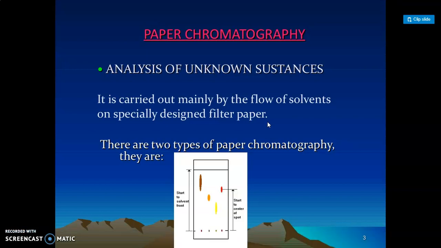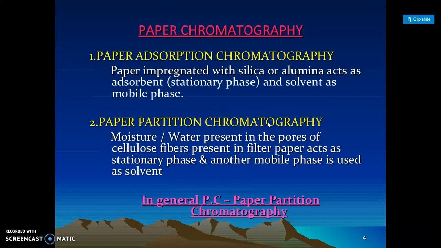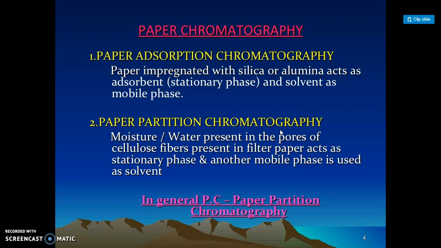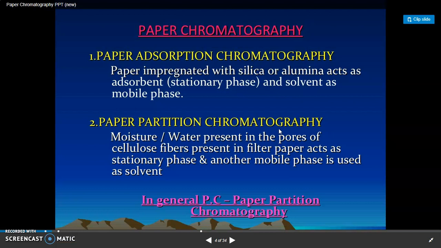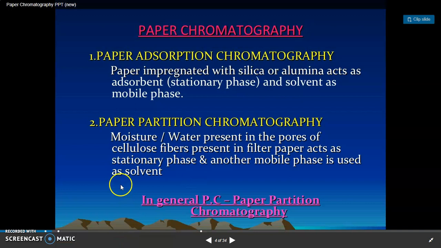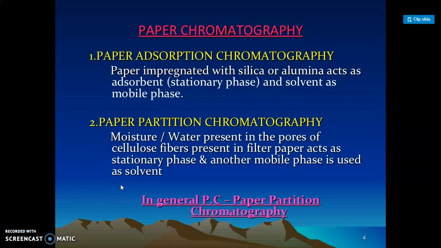There are two types of paper chromatography. The first one is paper adsorption chromatography. The next one is paper partition chromatography. In the earlier class we discussed the classification of chromatography. Chromatography is classified based on the stationary phase and the mobile phase. If the stationary phase is a solid and the mobile phase is a liquid, we have techniques like thin layer chromatography, column chromatography, and one among them is paper adsorption chromatography.